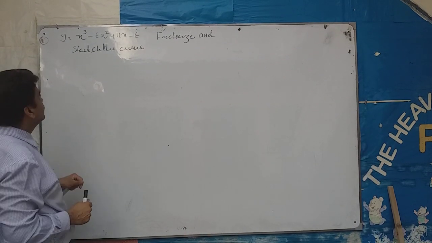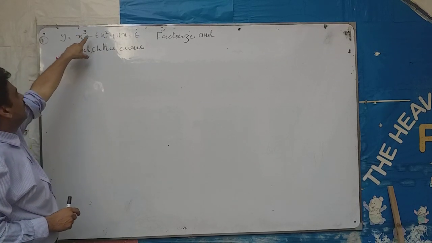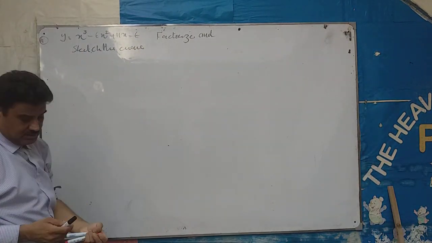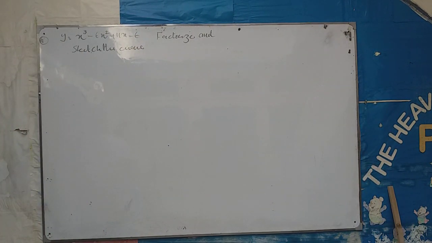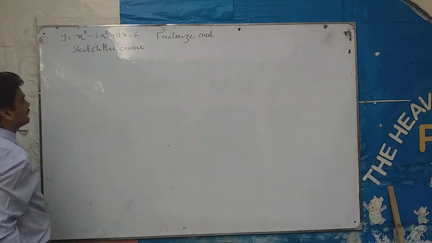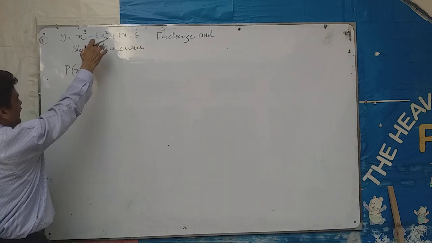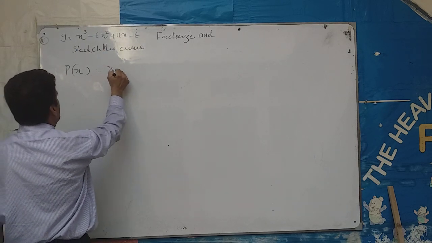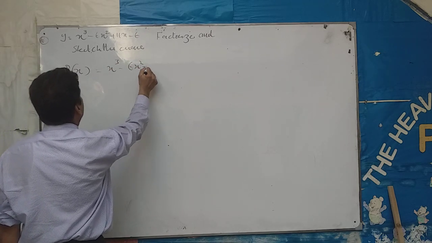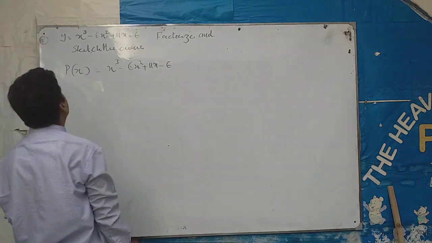In problem 10, we have to factorize x cubed minus 6x squared plus 11x minus 6 and then sketch the curve. First of all, we find the factors of x cubed minus 6x squared plus 11x minus 6. We can write the expression in polynomial form: x cubed minus 6x squared plus 11x minus 6.